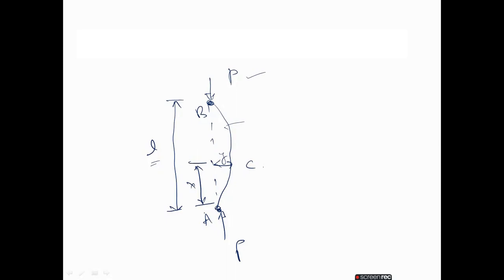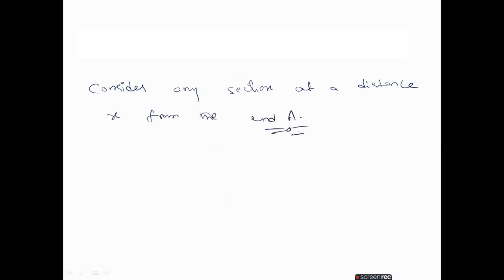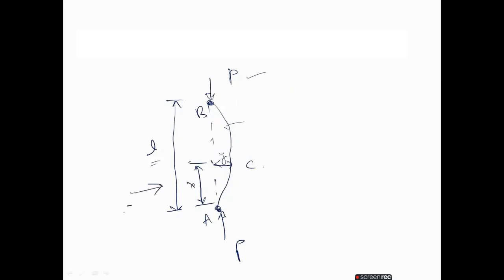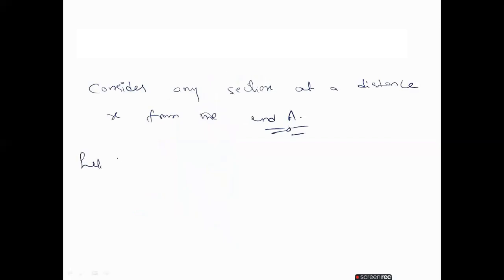Now consider any section at a distance x from the end A, as shown here. So we are considering this section at a distance x. Now let us take y, whatever we are showing as y in the diagram, as the deflection or lateral displacement at the section.